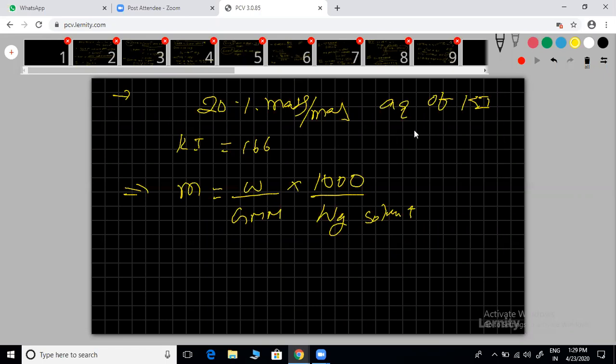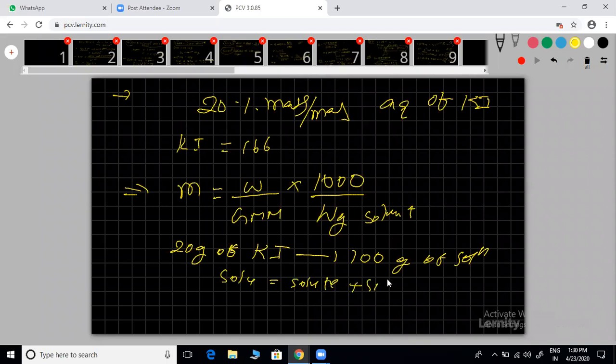What is the mass percent? Meaning 20 grams of solute is present in 100 grams of solution. Solution is already given: solution equals solute plus solvent. You make and find: solution is 100, solute is 20. So how much solvent will you get?